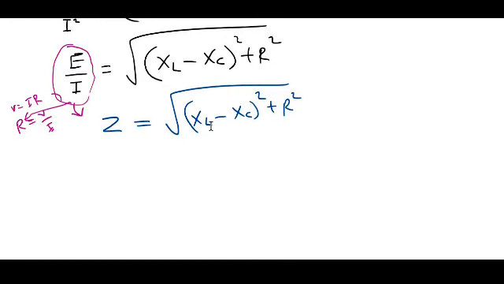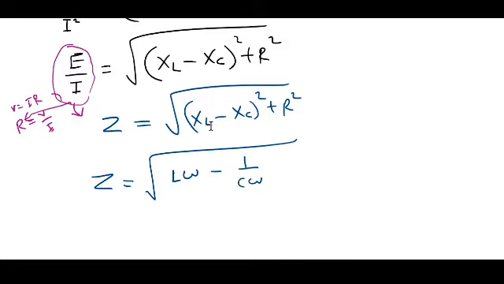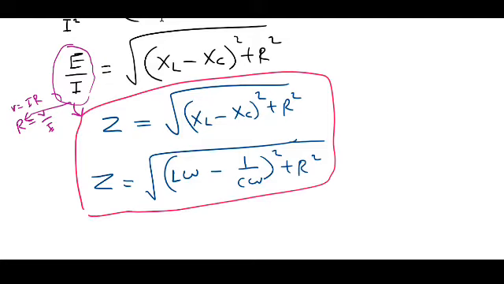Or here we can write this impedance in terms of omega and L, and also omega and C. XL is nothing but L omega, minus XC means 1 by C omega, the whole square, plus R square. Fine. This is the impedance of the LCR circuit. That means this is the total resistance offered by the LCR circuit to the flow of AC.